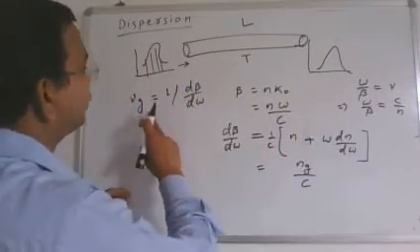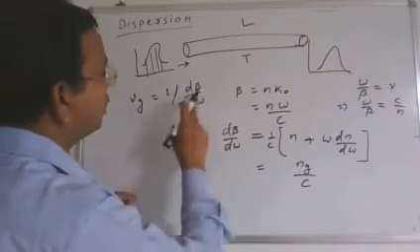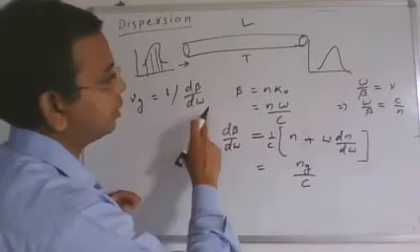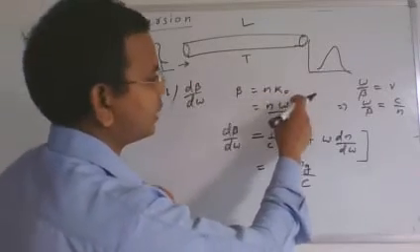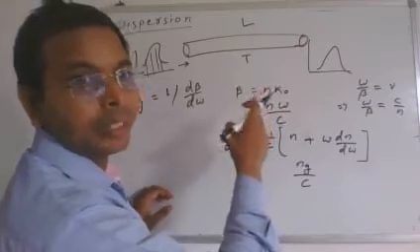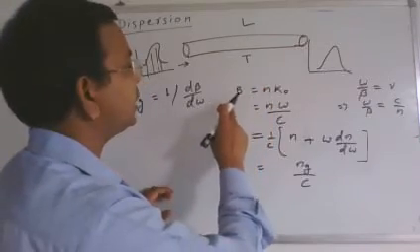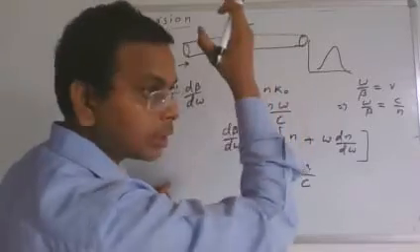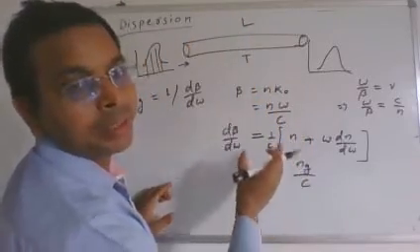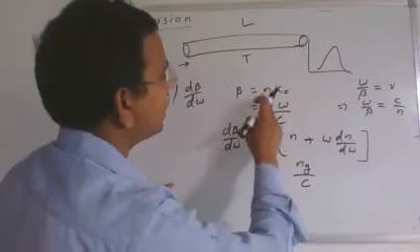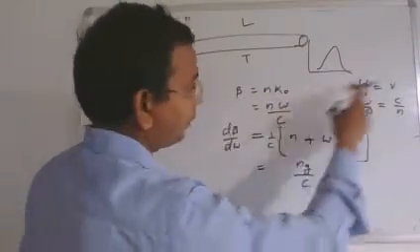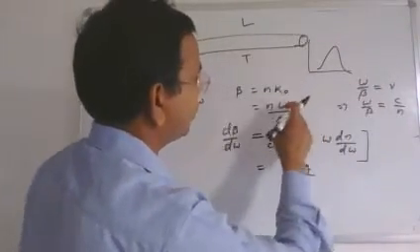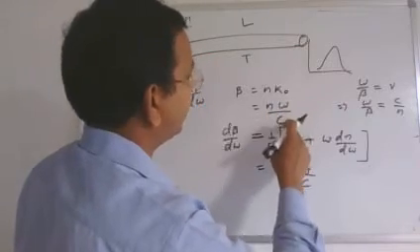Now, since Vg is equal to 1 over dβ/dω, and β is given by n into k naught, I have written all these expressions earlier. So if you are not getting them, go back to this video and see all these expressions. You should be able to write all these expressions, all these proofs. So β is equal to n into k naught, as I have seen before. And k naught is ω by c, so β is nω by c.